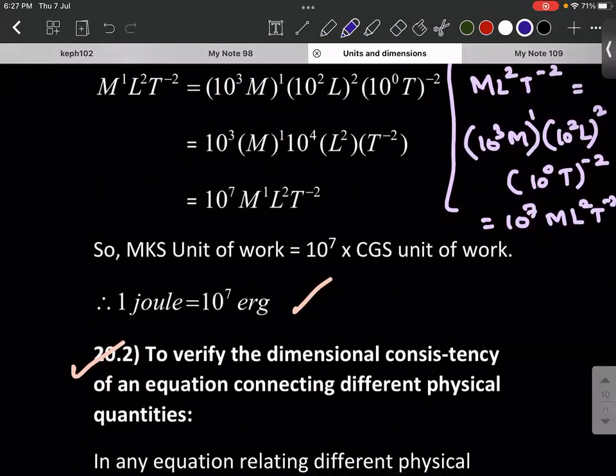Is it clear, guys? Okay. Can I give you another quantity? Will you try? I want you to write the relation between the unit of force, using dimensional analysis. Using dimensional analysis, write the relation between the unit of force in the MKS and CGS system.